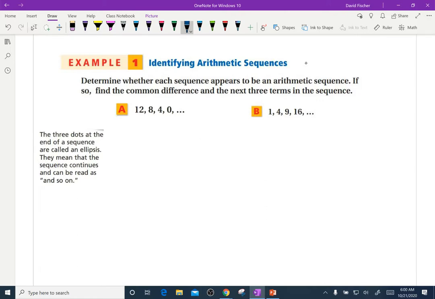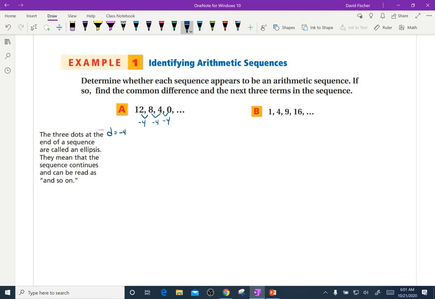Here's our number sequence here. We went from 12 to 8 to 4 to 0, dot dot dot, which means forever, or continued, and so on. Same pattern. So I like to do it this way. How did I go from 12 to 8? I went down 4. From 8 to 4, I went down another 4, and I went down another 4. So my difference is negative 4.